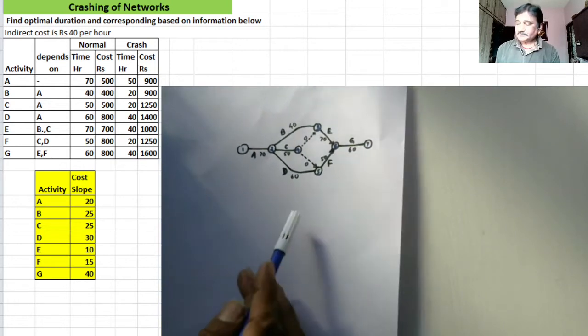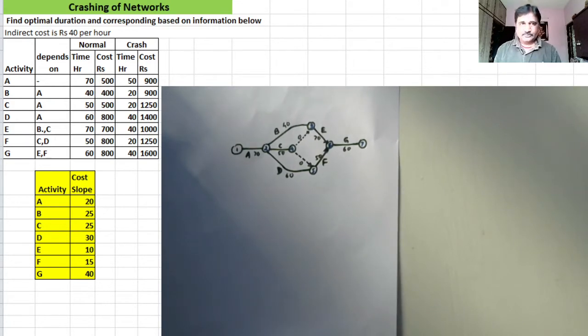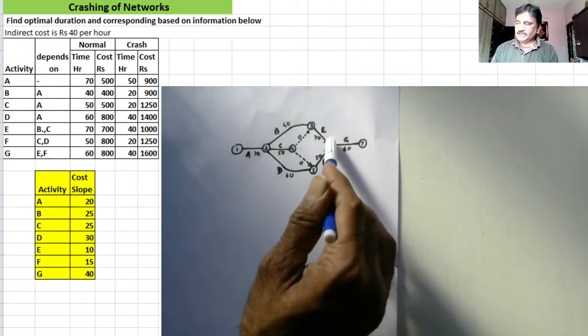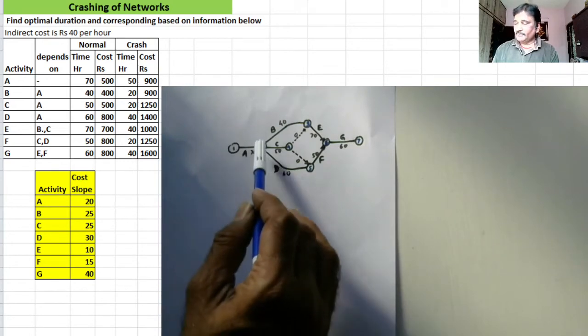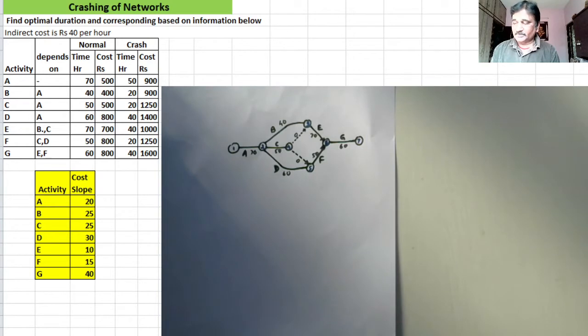Now lastly, activities E and F join on completion of E and F, which is signified by node 6. I have labeled the nodes as 1, 2, 3, 4, 5, 6. Node 6 signifies completion of activities E and F, and the start of activity G, because G depends on completion of activities E and F. This is how I have drawn the network.